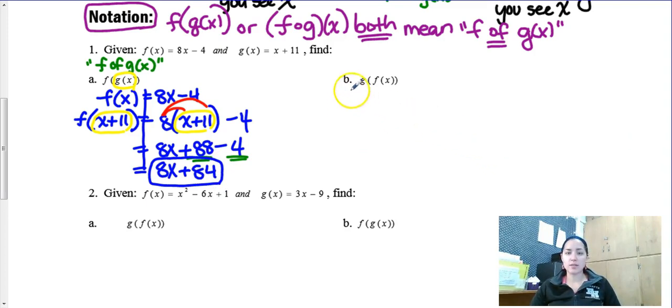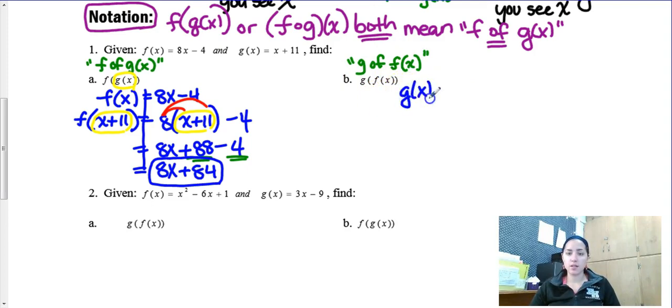Let's try with B. Order matters. So B, how would you read this out loud? Look at how we read A out loud. Can you figure out how we would read B out loud? Well, I see g is first. So I'm going to write g of, and then what's getting plugged in? F of x. So I write g of f of x. G comes first, so I write it first.